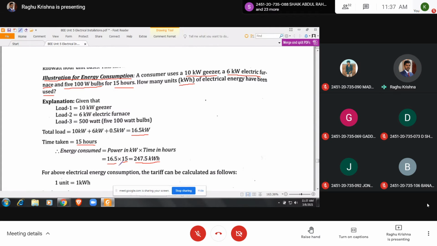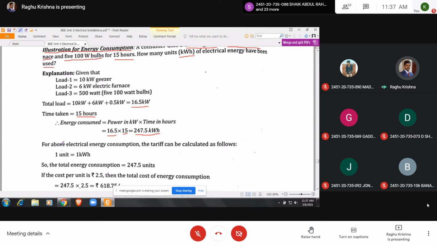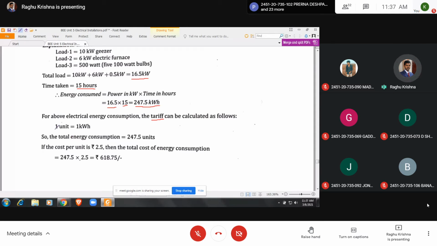Here we know that for the above electrical energy consumption, the tariff, meaning rate, can be calculated as follows. 1 unit is equal to 1 kilowatt hour. This is very important. So the total energy consumption, when you convert kilowatt hour to units, since 1 kilowatt hour is 1 unit, is 247.5 units.